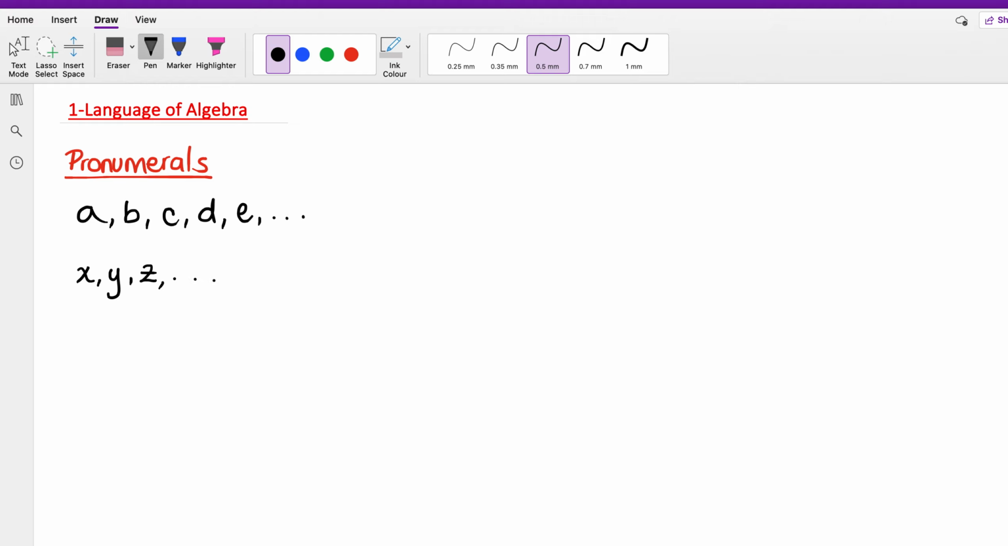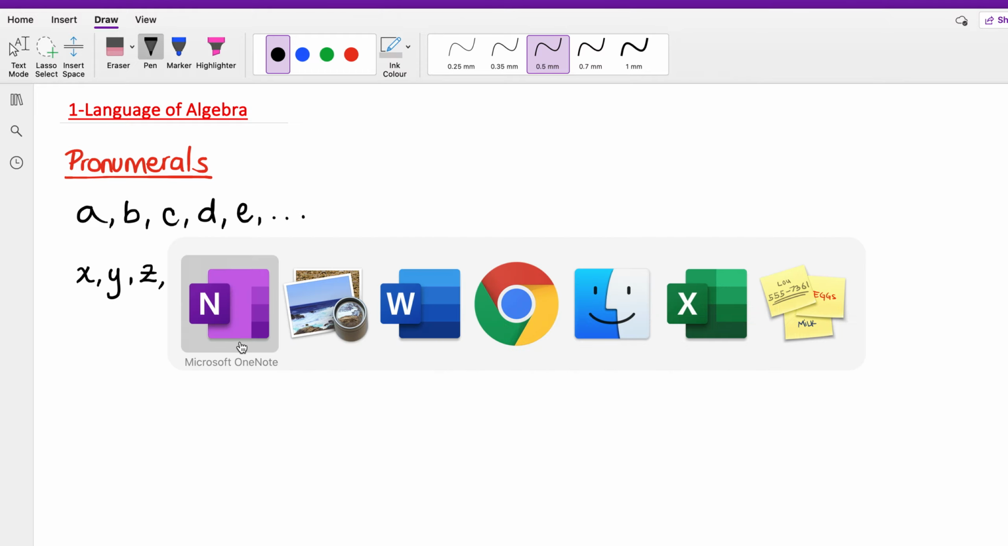But what is important is that whatever letter it is, it is going to represent a number, okay? In the expressions and the equations and the word problems that we're going to do, it is going to represent a number.